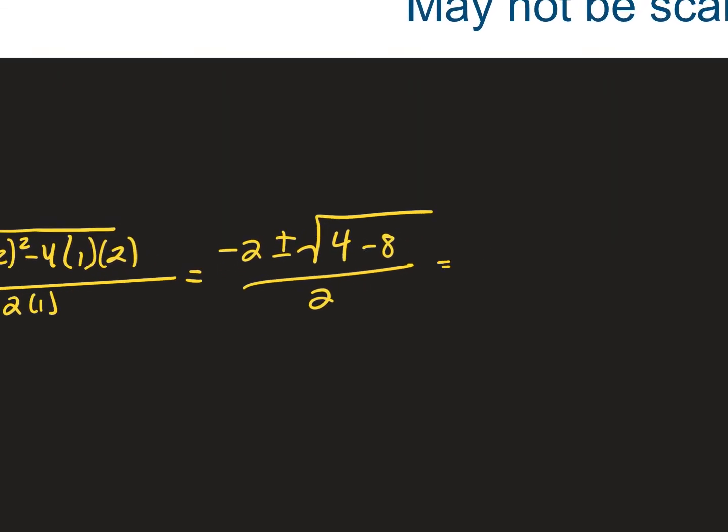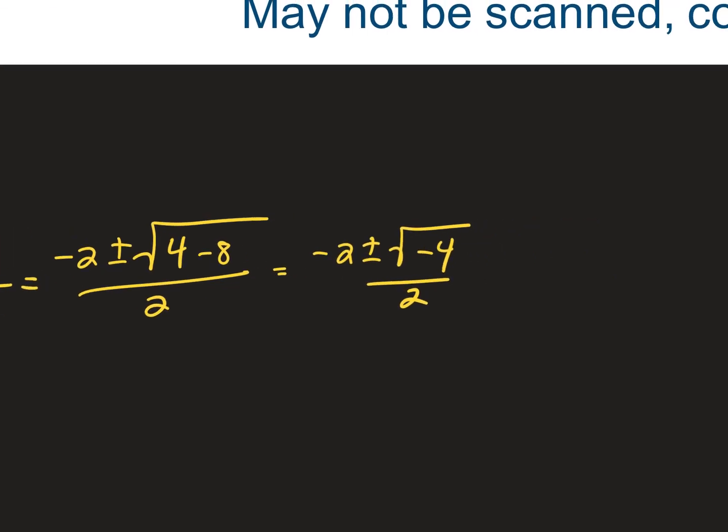Okay? Oh, you're right. So negative 2 plus or minus. Guys, what's 4 minus 8? Negative 4 over 2. Does anybody see an issue here? Yes. This negative 4 underneath right here makes it what kind of an answer? Imaginary. That would be our answer, imaginary. We'll talk about that in a second.